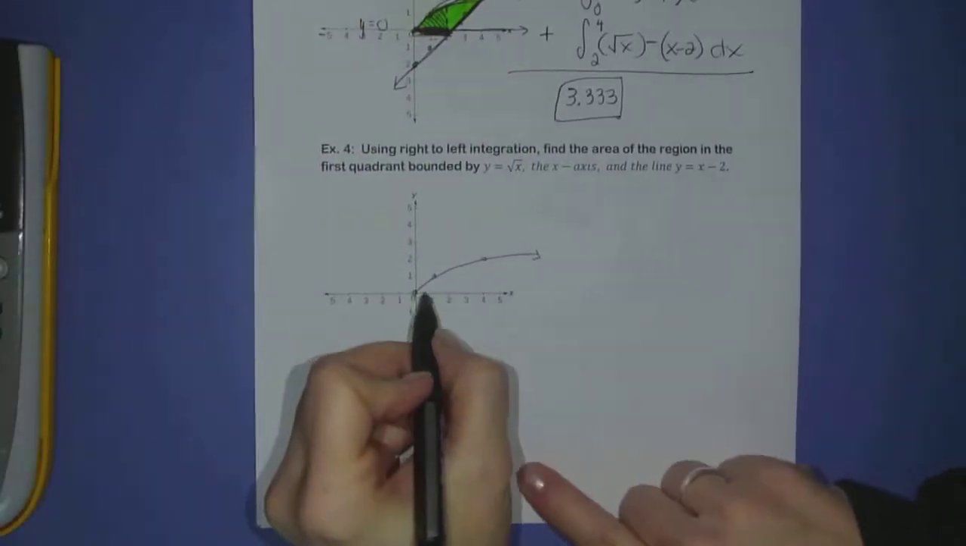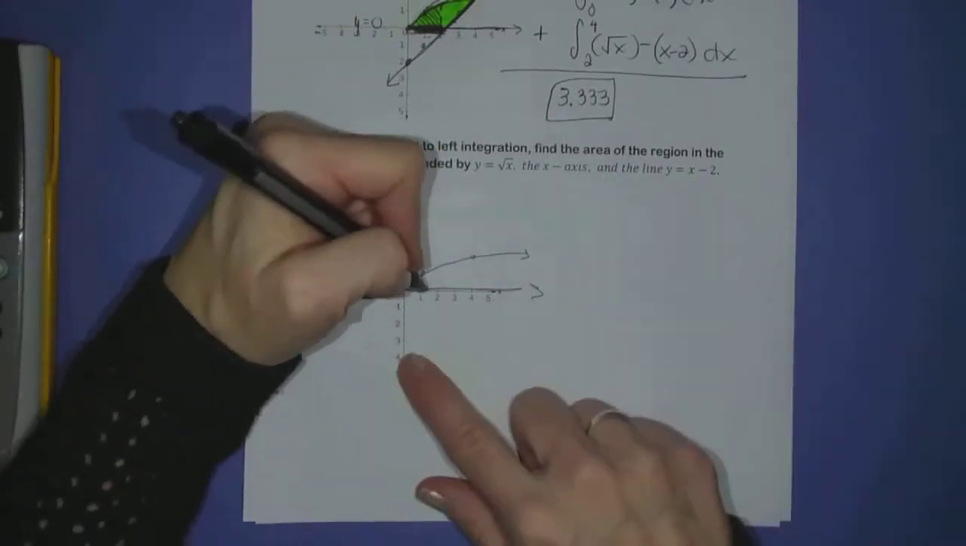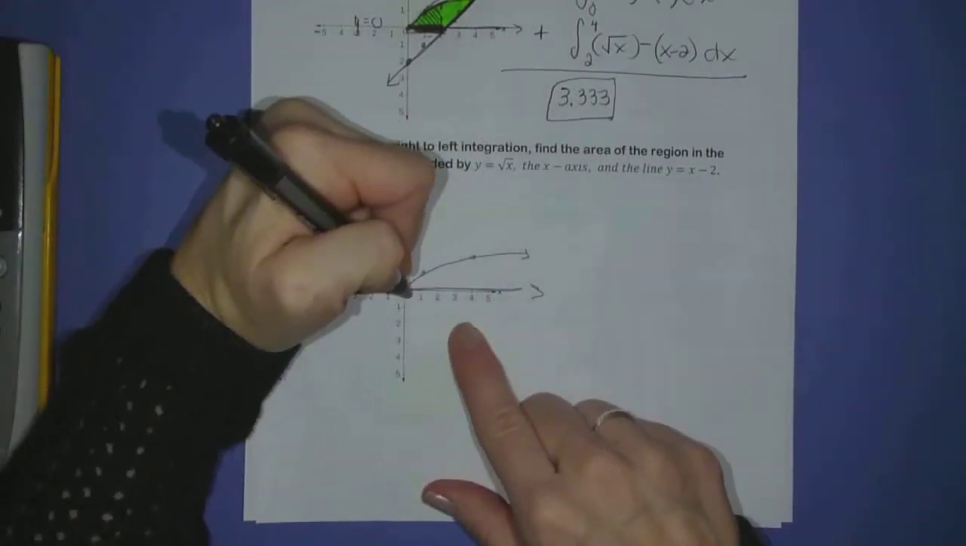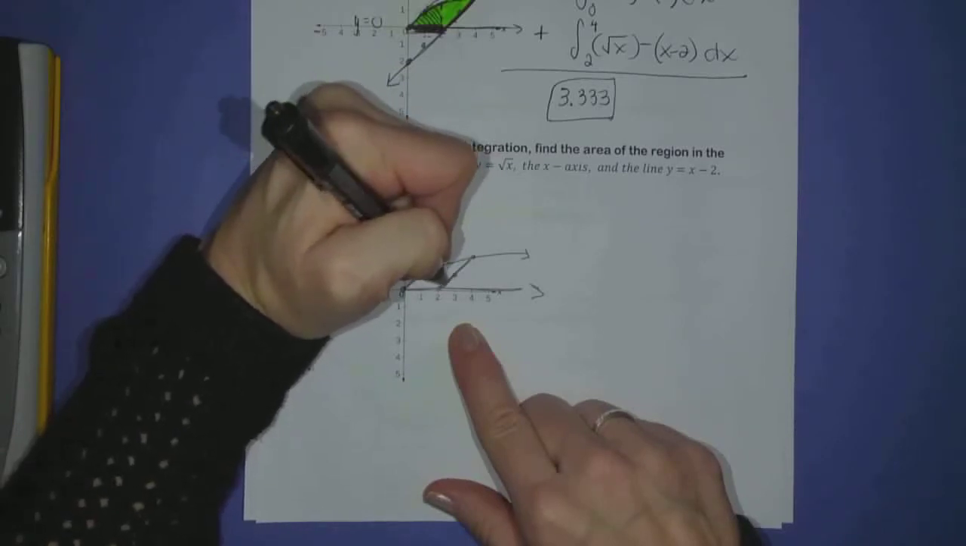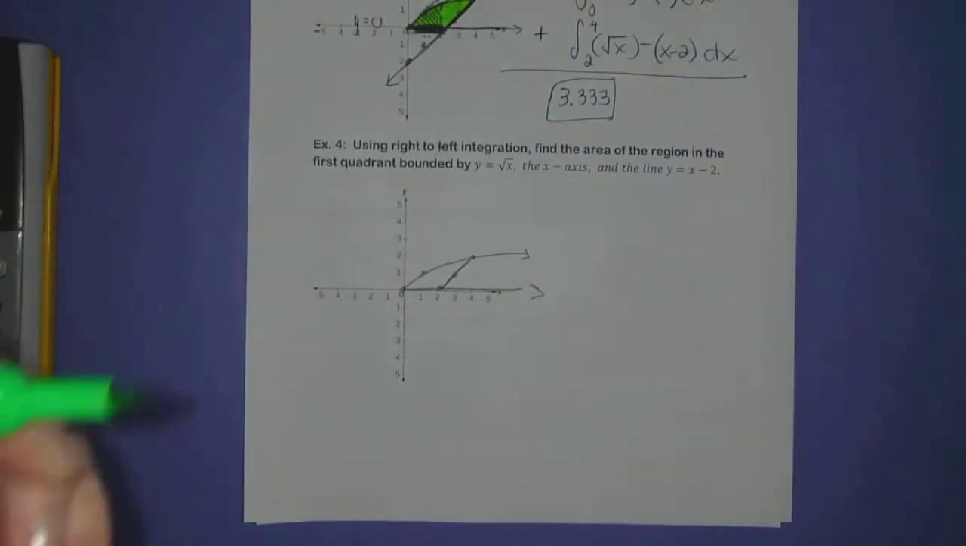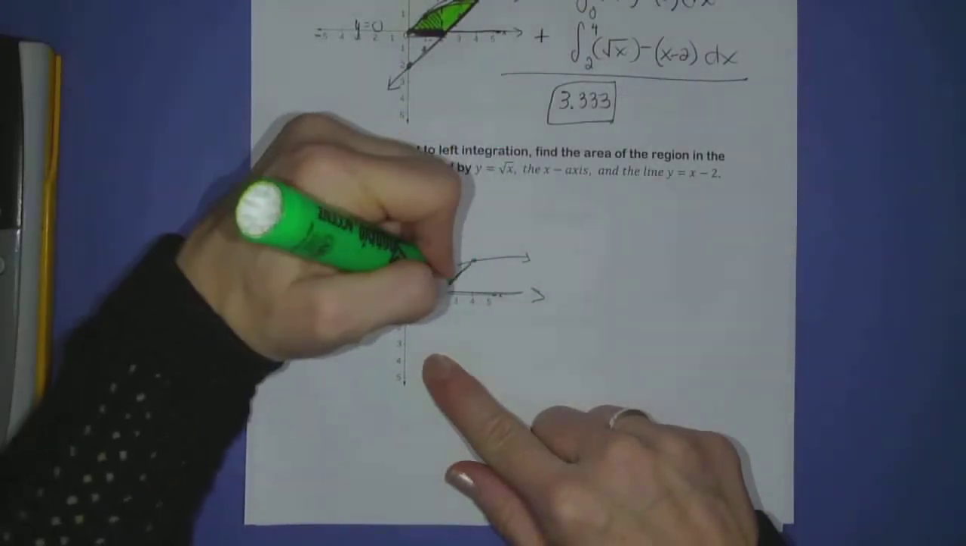And the x-axis. And the line y equals x minus 2. And we already know, I'm not even going to draw this other part. We kind of know that that stretches from 2 to 4. So we're looking, again, at the same exact area. I'll make it green.